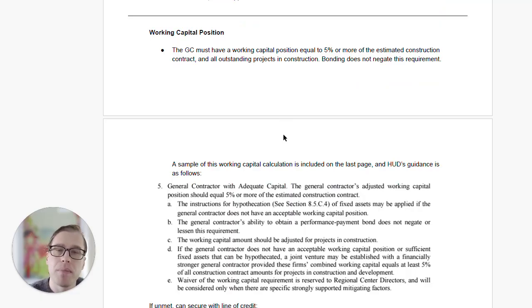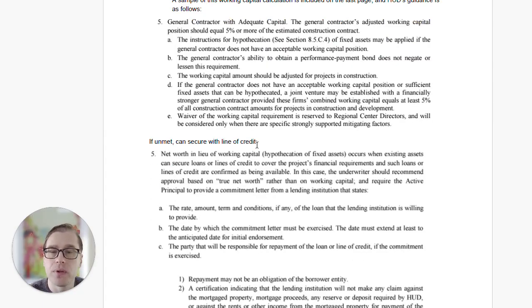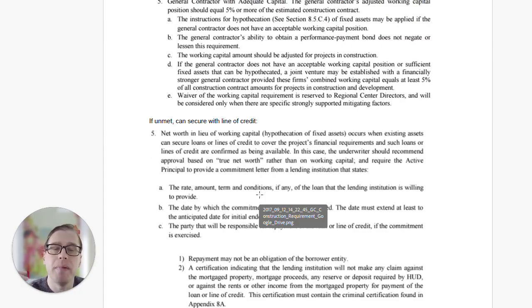We just want to take a look at your balance sheet, look at the projects that you have in progress. Everything's confidential, and we want to make sure that you are adequately capitalized. If there is some sort of shortfall for whatever reason, you can help meet or offset the working capital position with lines of credit or other assets that you have.